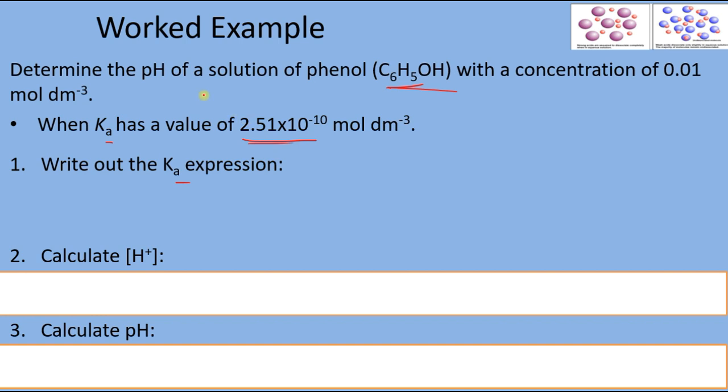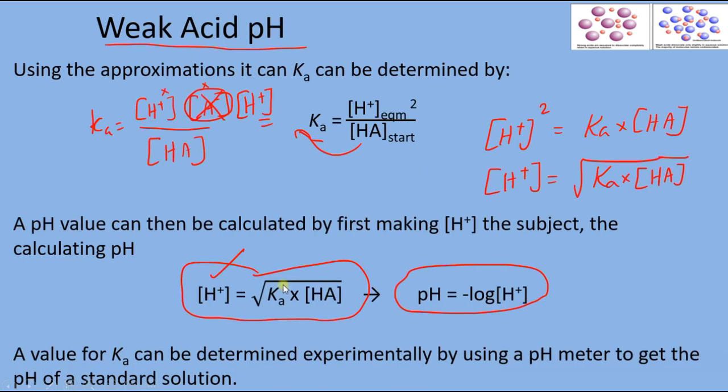So phenol is a weak acid, that's a Ka value. First of all, we are working out a pH, right? We need the pH, so first start with the expression for Ka. If you are short of time, you can actually go straight to that expression that we just looked at here. That expression.